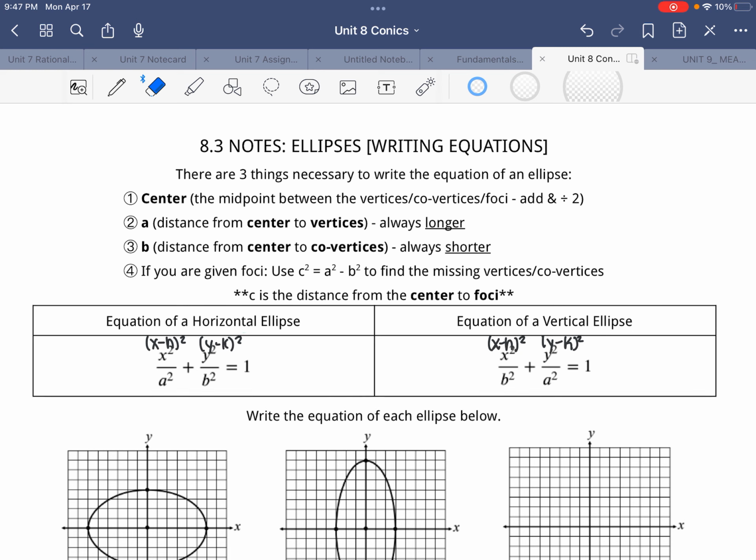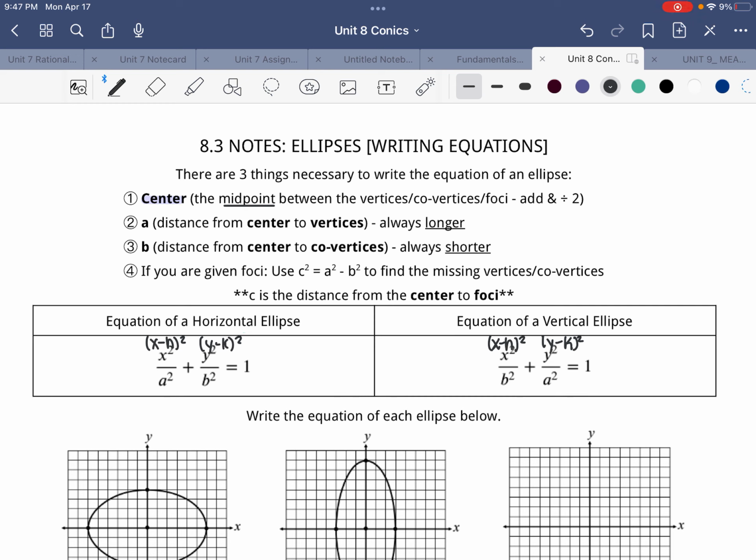Okay, so basically you need to find three things. The center is the first one. It is always going to be the midpoint between any of the other two points, either the vertices or the co-vertices or the foci. It doesn't matter which ones you use. They're all going to give you the center as the midpoint. So you can use any of them that you want to.